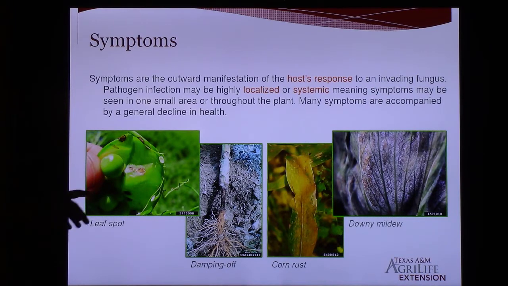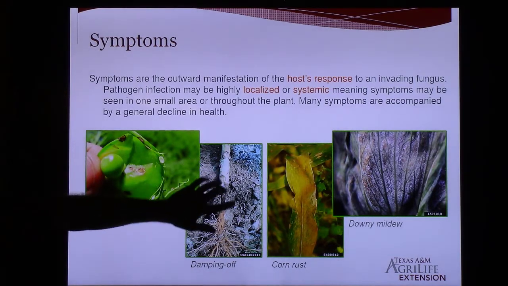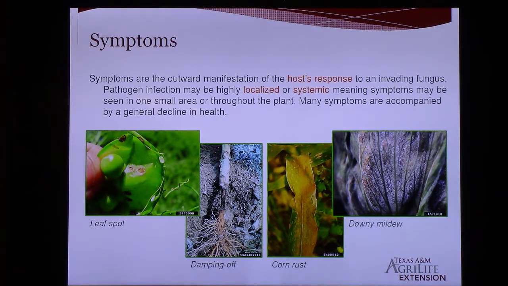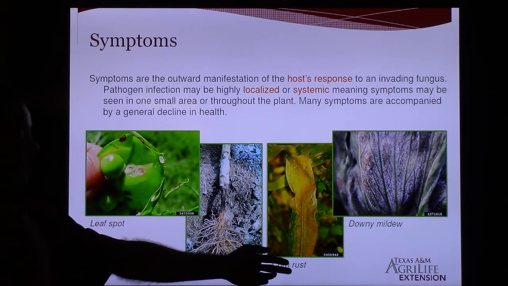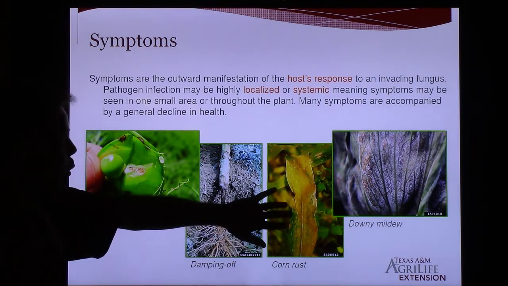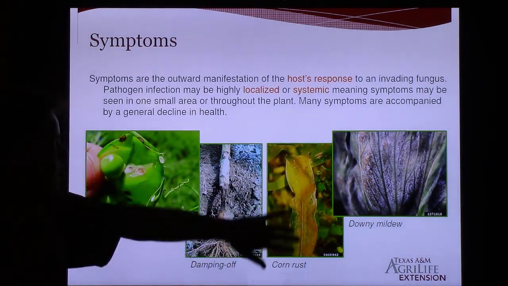So with a leaf spot, we might see maybe a few dots or maybe a few spots on a leaf. With damping off, maybe we're going to see some fungal growth and some damage along the stem, maybe down near the root. With rust issues, we're going to see an orangish or reddish growth along the blade. In this case, we've got corn rust, so this is along the leaves of the corn.